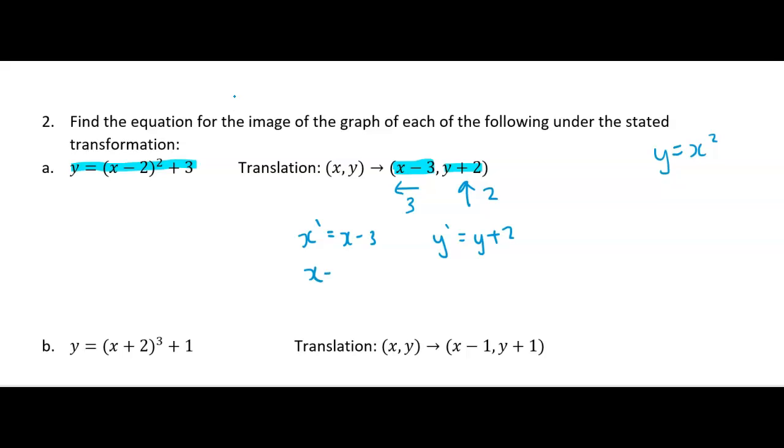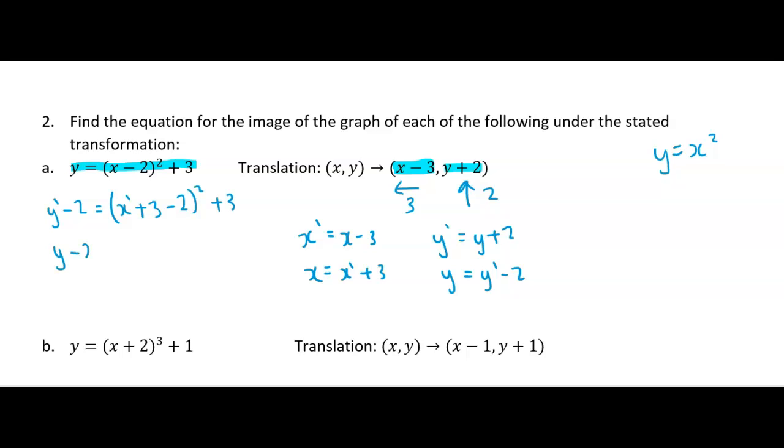And then we've just got to rearrange it, just to make x and y the subject. And then we can substitute it into our original equation. So instead of having y, I'm going to have y dash minus 2. And instead of x, I'm going to have x dash plus 3. So just substituting them in. And then I can just complete the rest of the equation. So I still put that minus 2 in, squared plus 3.